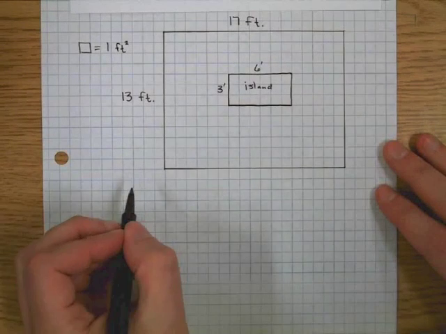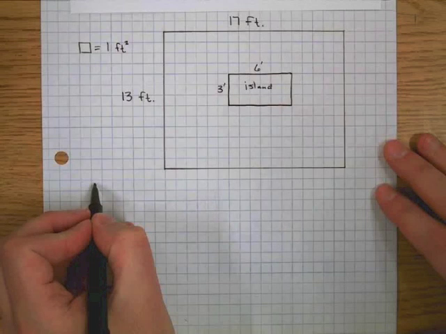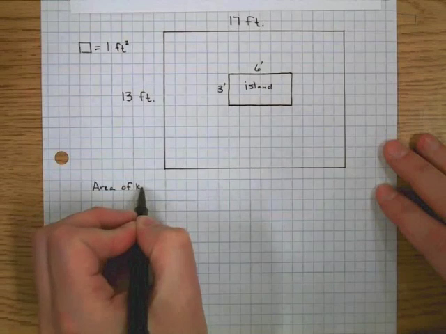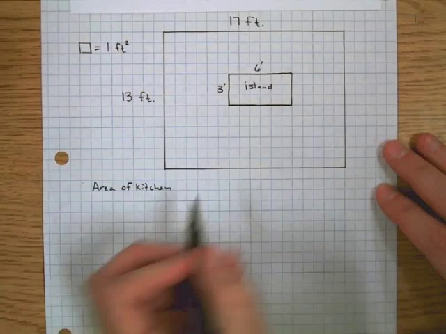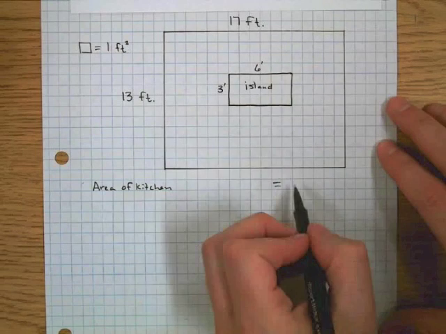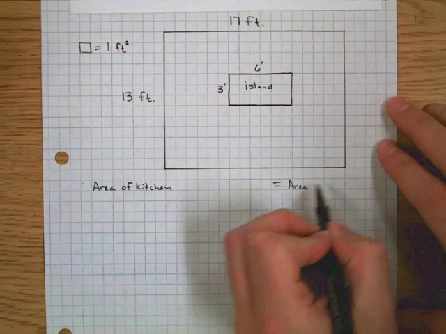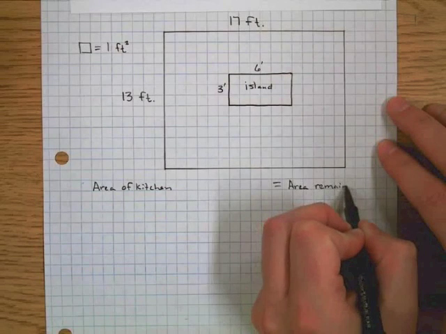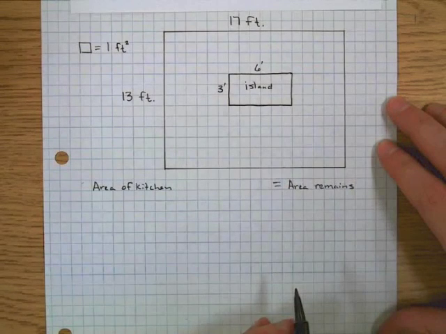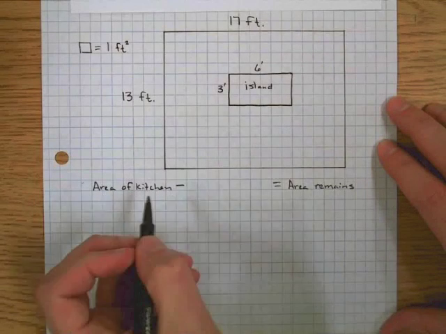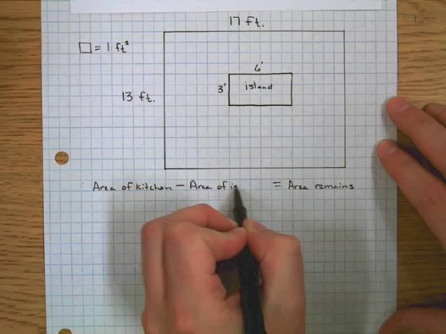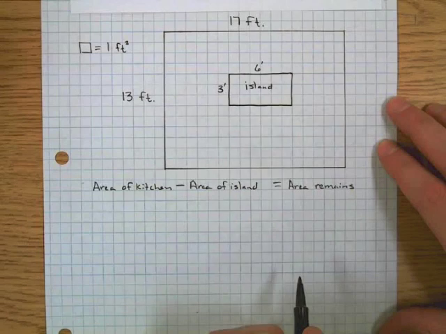So my first thing I can think of is that I can figure out the area of the whole kitchen. And if I want to find out what area remains, I need to get rid of what that island takes up. So I'm going to take the area of the kitchen and subtract out the area of the island. And what I will be left with is the remaining area of that kitchen.